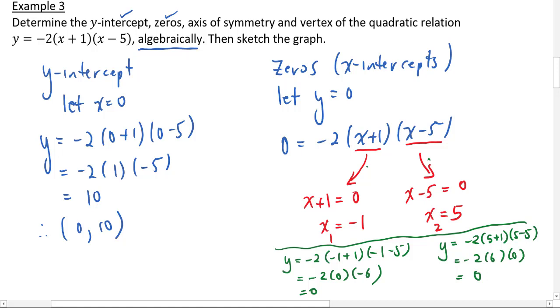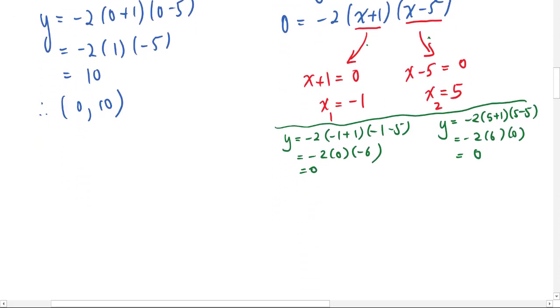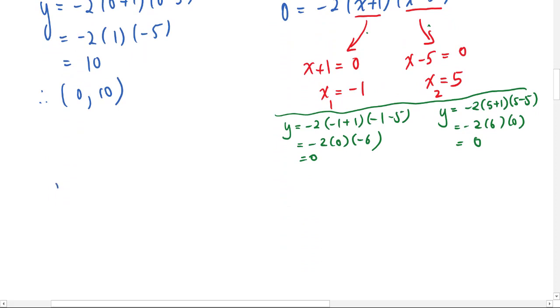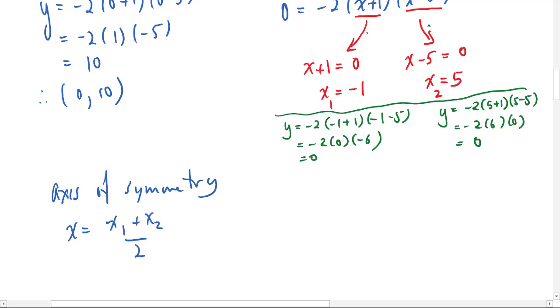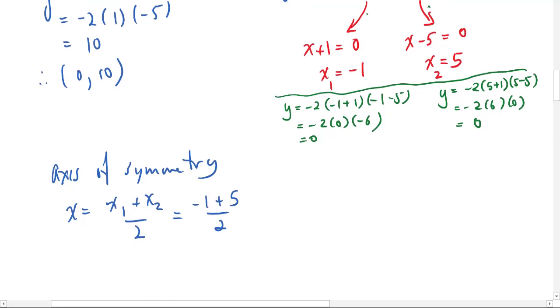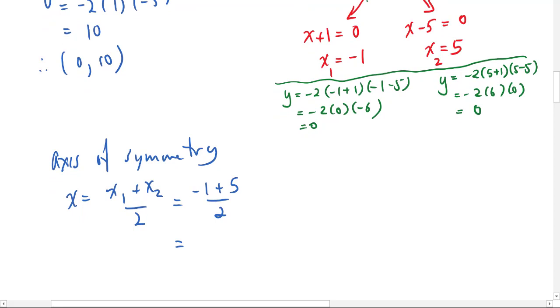The next part is the axis of symmetry. Well, the axis of symmetry can be found by using the zeros. So to find the axis of symmetry, we're going to take the first 0 plus the second 0 divided by 2. So find the midpoint. So in our example, we have -1 plus 5. We'll divide it by 2. And -1 plus 5 is 4 divided by 2, which tells us we have an axis of symmetry of x equals 2.